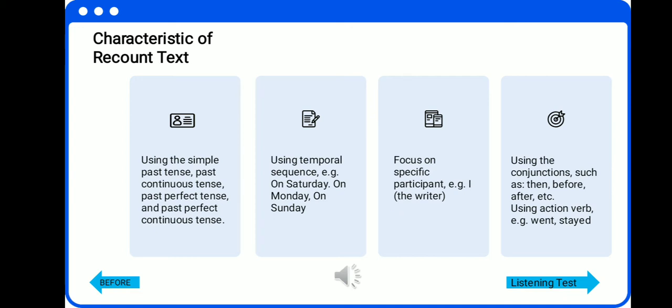The characteristics of the recount text. So the first is using the simple past tense, past continuous tense, past perfect tense, and past perfect continuous tense. Second is using temporal sequence like on Saturday, on Monday, on Sunday, and many more. Third is focus on specific participants like the writer.